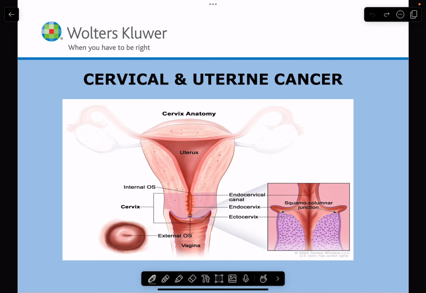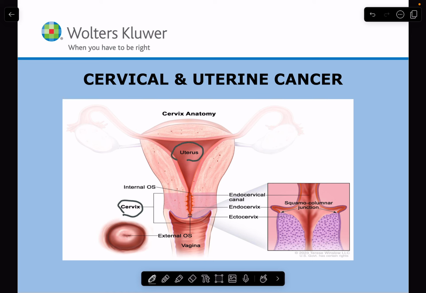Hello again. So, for another gynecologic oncology disorder, we will tackle cervical and uterine cancer. So, let us move further with the basic anatomy of the female reproductive system. As you can see on the photo shown on the slide, we have here the highlight of our discussion, which is the cervix and the uterus.